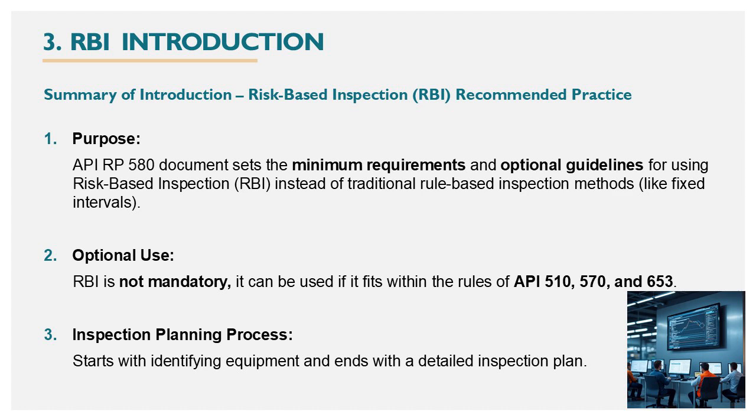Number 1 is purpose. API RP 580 document sets the minimum requirements and optional guidelines for using risk-based inspection or RBI instead of traditional rule-based inspection methods like fixed intervals. Number 2 is optional use. RBI is not mandatory, it can be used if it fits within the rules of API 510, 570, and 653. Number 3 is inspection planning process, starts with identifying equipment and ends with a detailed inspection plan.